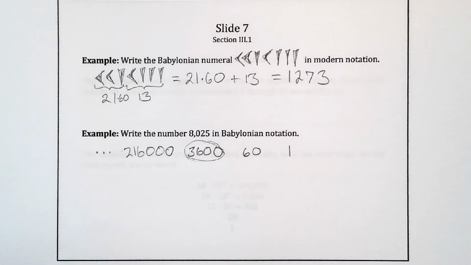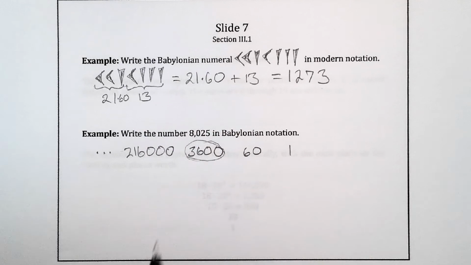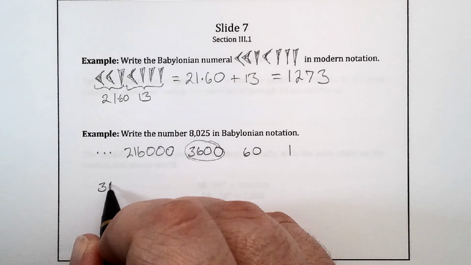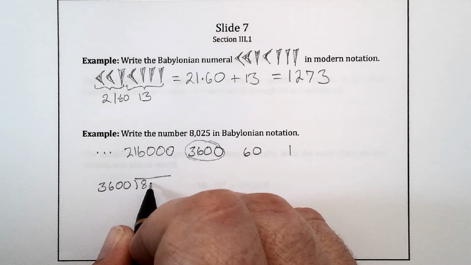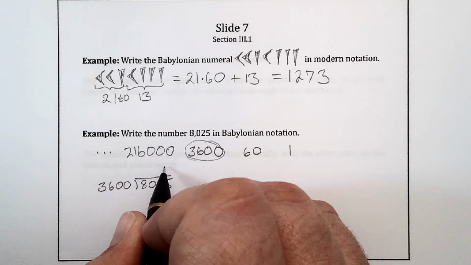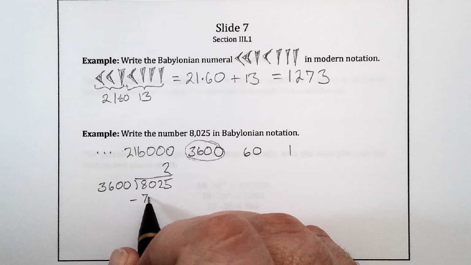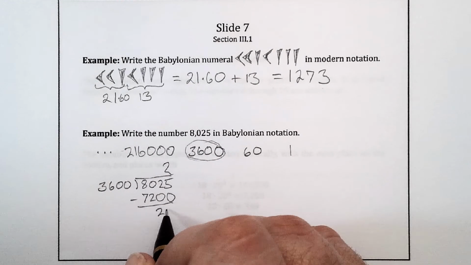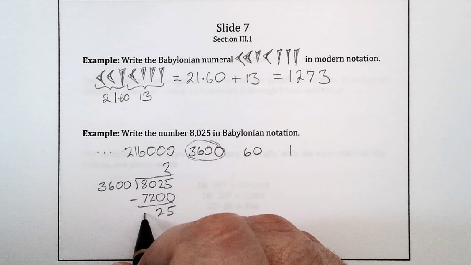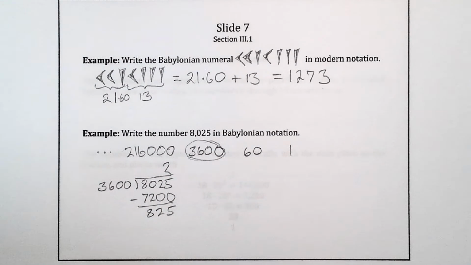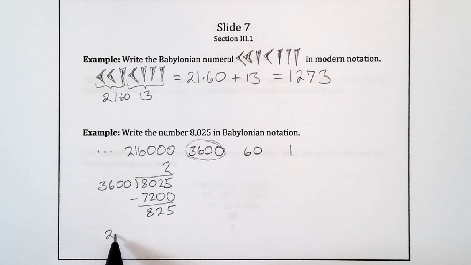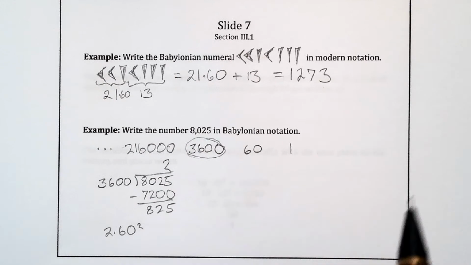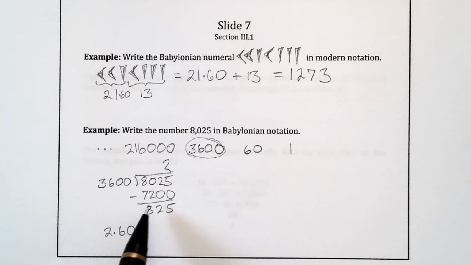So first step, I want to know how many 3,600s do I need? And I'm going to use long division to tell me that. 3,600 goes in 8,025 2 times. 7,200, subtract, and we get 825 left over. So this tells me I need 2 times 60 squared. You have two 3,600s. And then I have 825 still to make up.